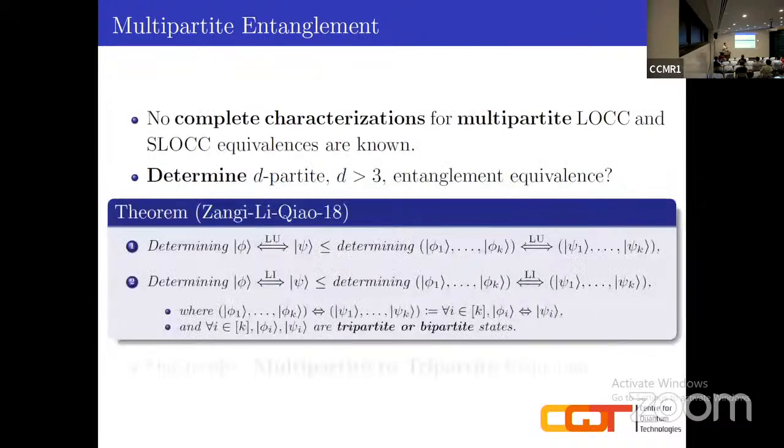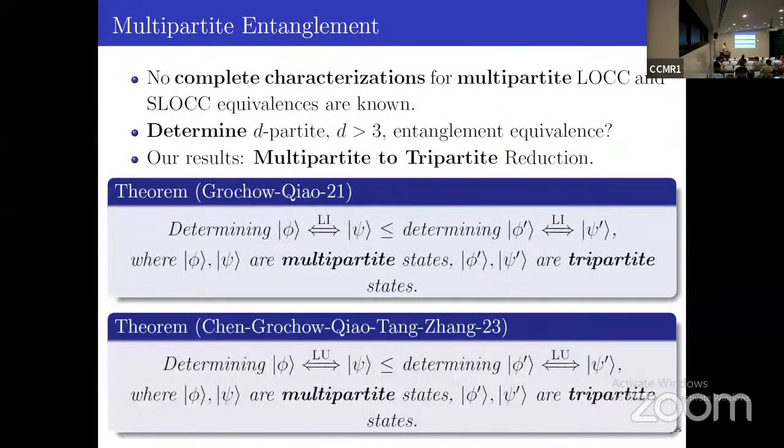First, there was a result proved by Grochow and Qiao. They can reduce the equivalence of two tuples of multipartite entanglement to the equivalence of two tuples of tripartite or beta-type states, and so our result actually reduced the multipartite equivalence problem to the tripartite equivalence problem.